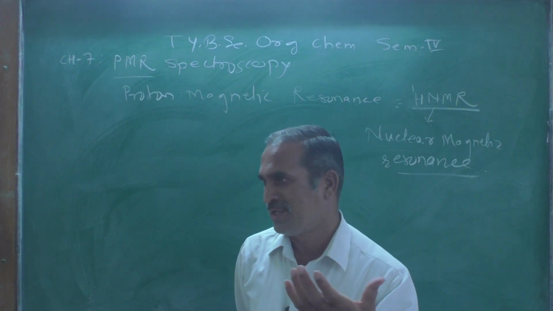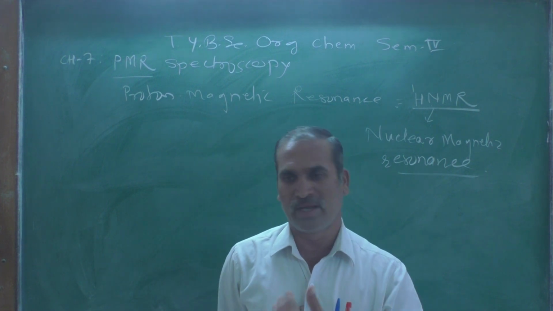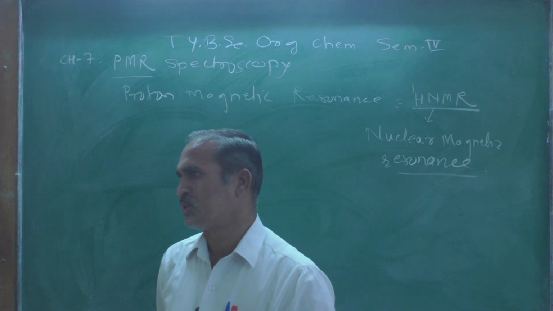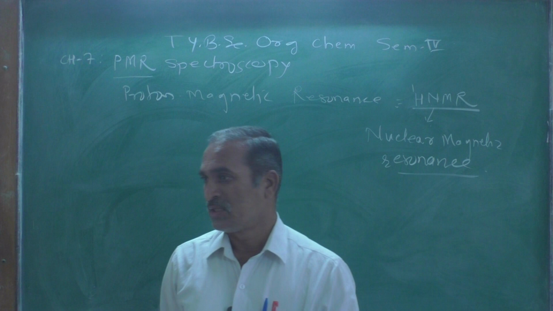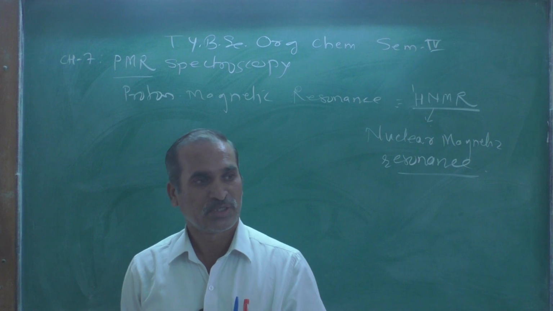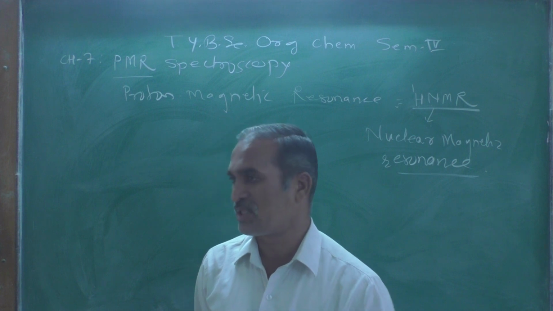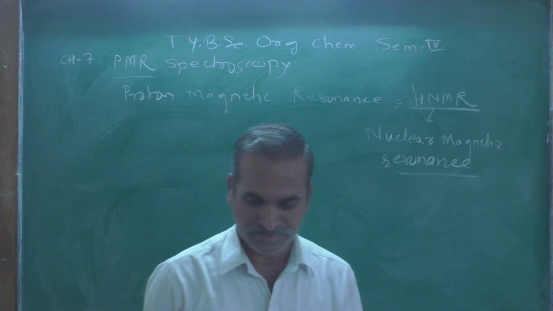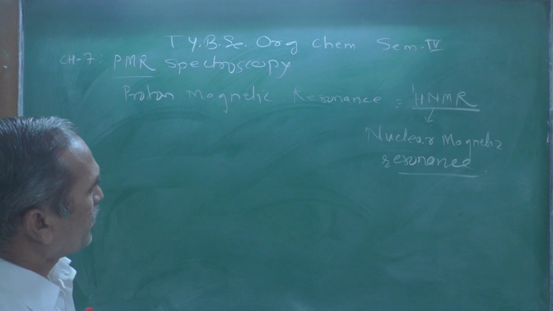Some exceptions are there in every rule. So similarly, here also, even though some compounds do not contain a proton, we cannot take the PMR study of those molecules such as carbon dioxide, because it does not contain the proton over there.